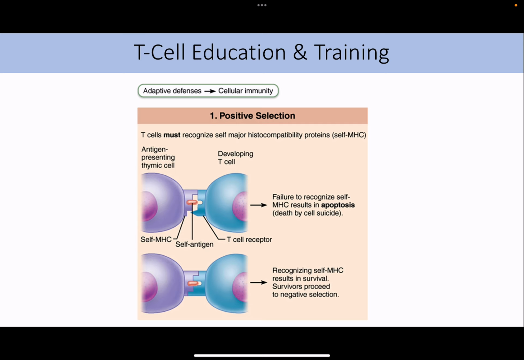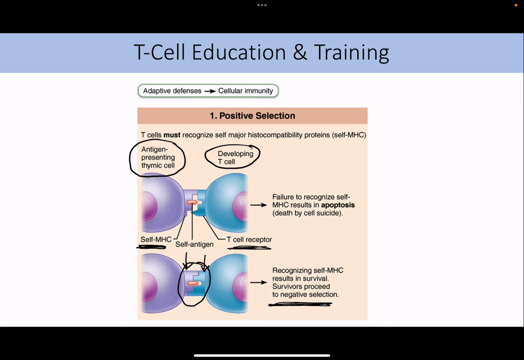So you can see here, this is a developing T cell over here. This is a thymic cell over here with an MHC. So this is the MHC here, and this is the T cell receptor. You can see the T cell receptor on the blue side, self MHC on the other side. Right here at the bottom, you can see that they're properly bound together. Everything matches up. Okay?